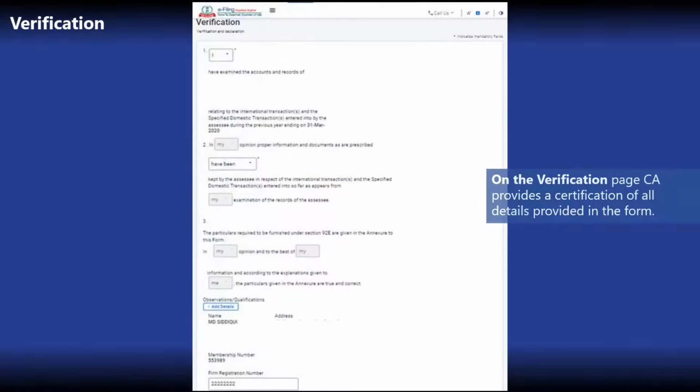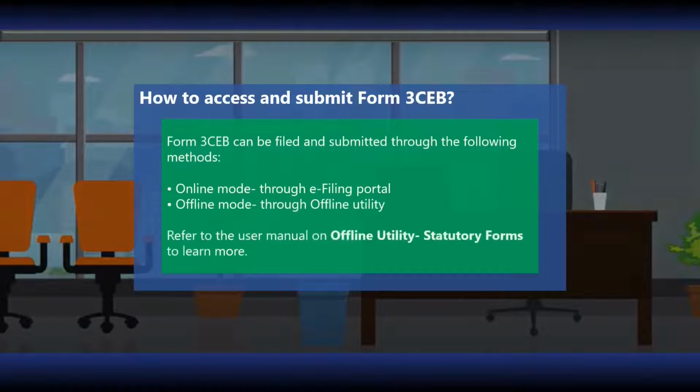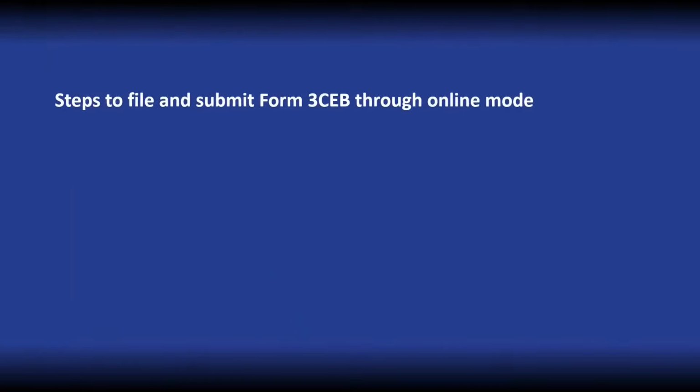On the verification page, the chartered accountant provides a certification of all details provided in the form. Form 3C-EB can be filed and submitted either through online mode or through offline utility. Let us look at the steps to file and submit Form 3C-EB through the online mode.